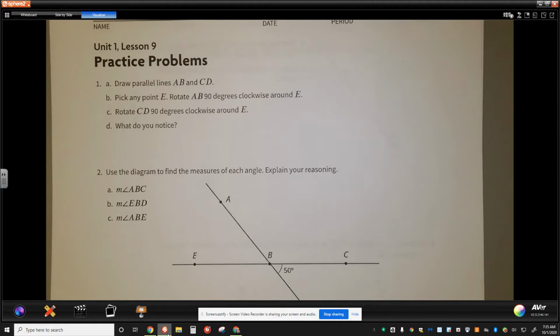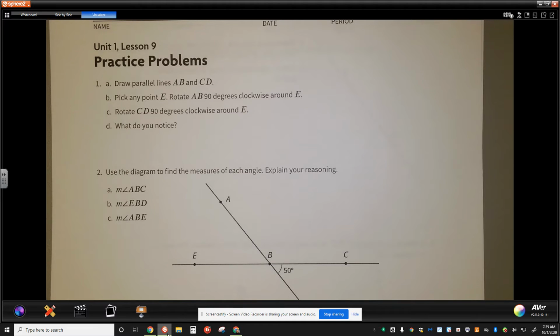What we see with this lesson is that we're going to do a little bit more of our practice with rotating lines of parallel lines and other lines, just as we see the intersection. For the first problem, number 1, what we're going to do is draw parallel lines AB and CD.